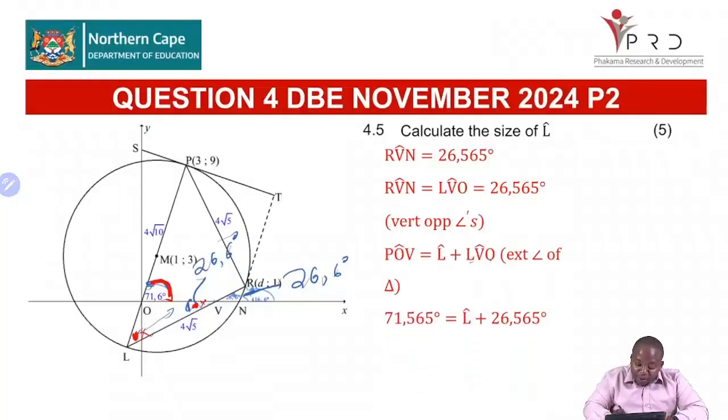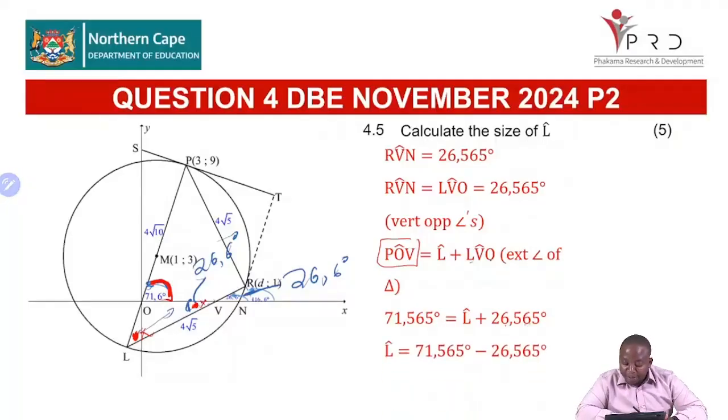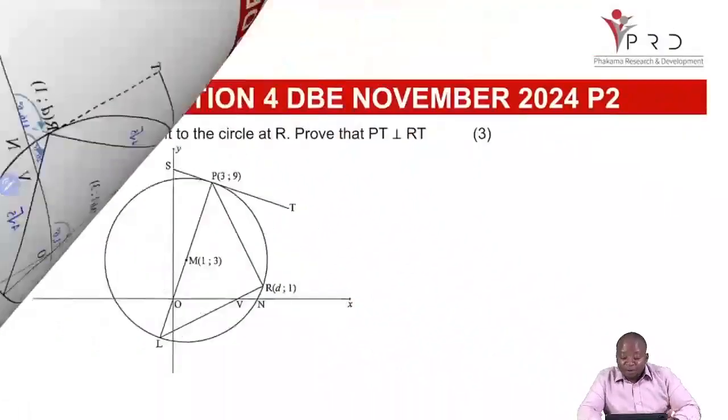Then the exterior angle of a triangle, we are working with POV. POV was 71,565. Is equal to L plus 26,565. Then my L is going to be, we're going to just subtract 26,565 both sides. Then L is going to be 45. That's how we find the size of L.